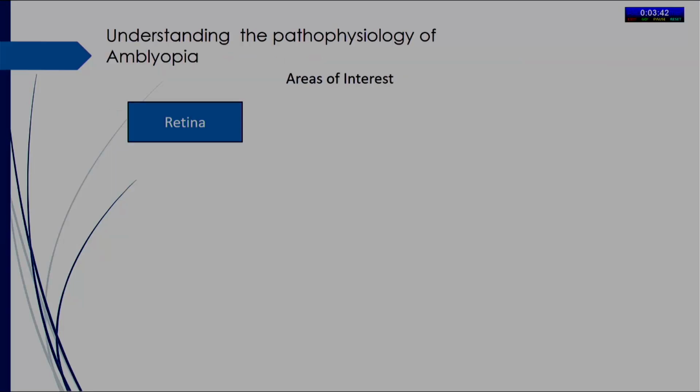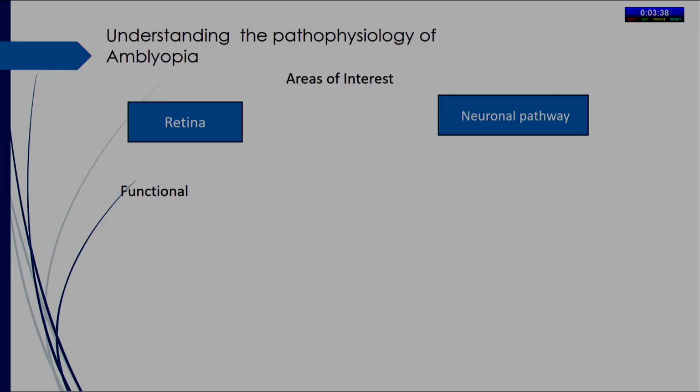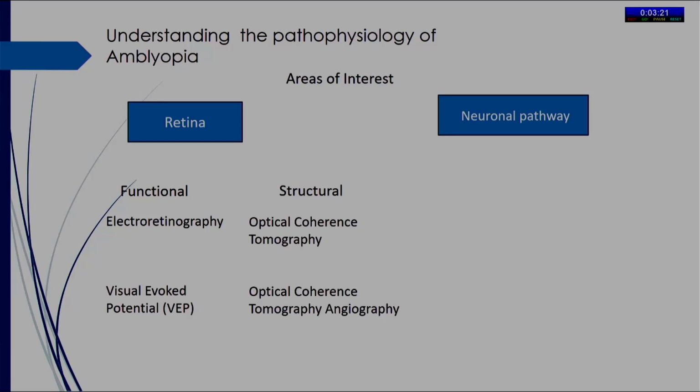So what will be our areas of interest? We are going to look into the retina and the neuronal pathway. The functional analysis of retina can be done by electroretinography and visual evoked potential, which will give us the electrical activity happening in the retina and up to the cortex, that will be told by visual evoked potential. The structural evaluation of retina can be done by optical coherence tomography, and the newer advance is optical coherence tomography angiography, which will give us the vessel density in amblyopic eyes.